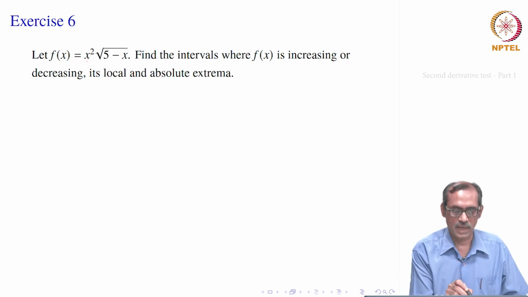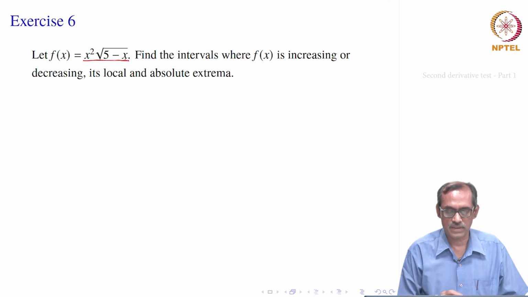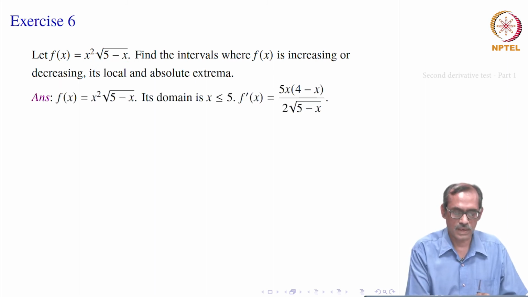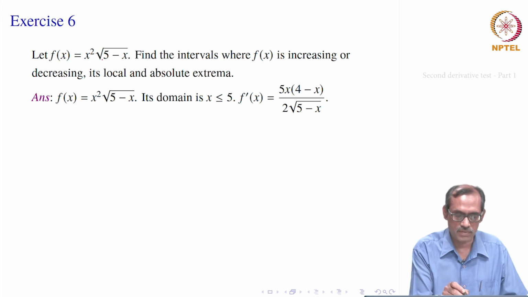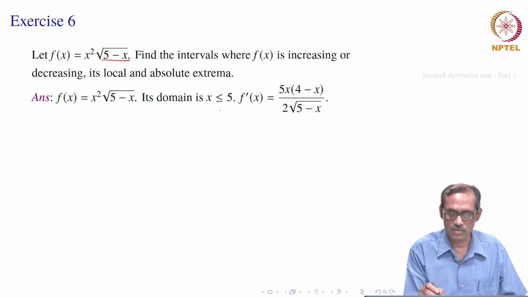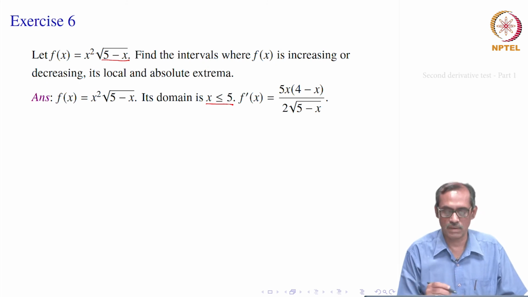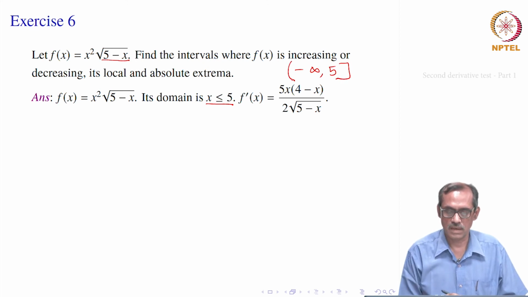So, let us take one more example. Here the function is given as x square times square root of 5 minus x. We want to find the intervals where f of x is increasing or decreasing, and then its local and absolute extrema. That would be quite straightforward. All we have to do is differentiate, and where it is defined, 5 minus x should be greater than or equal to 0. So, x should be less than or equal to 5. That is our domain, from minus infinity to 5 closed.